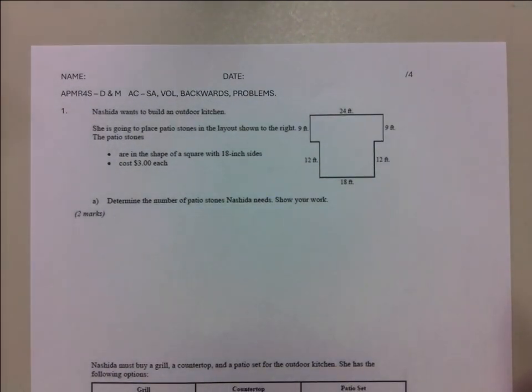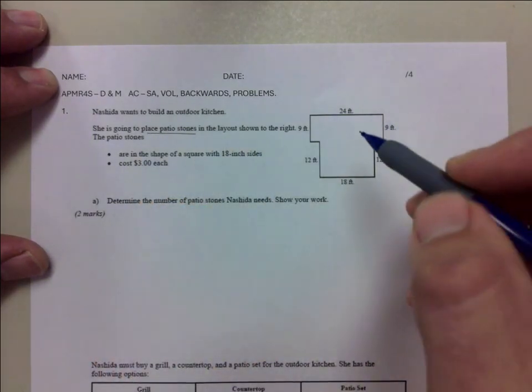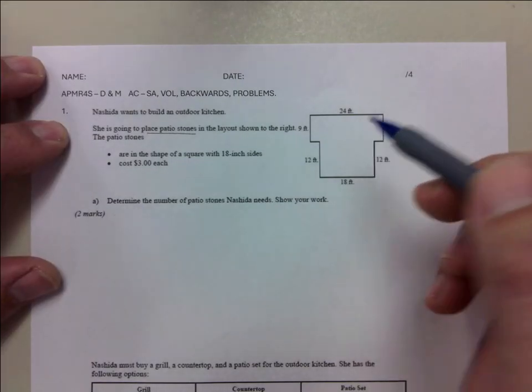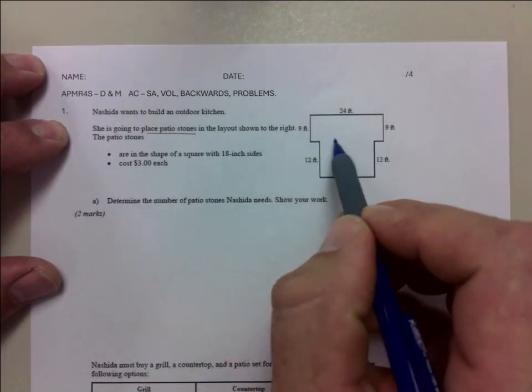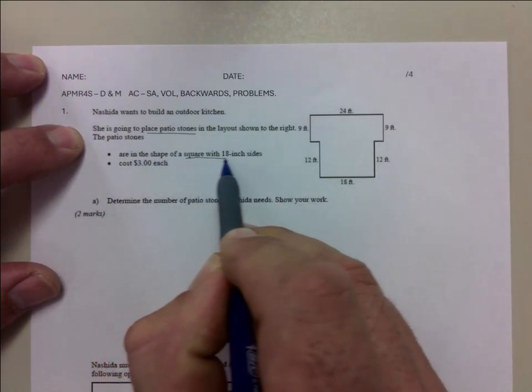So Nashida wants to build an outdoor kitchen, going to place patio stones. Follow along now, okay, guys? So put your conversations on hold for a bit. Shown to the right, the patio stones are in the shape of a square that's 18 by 18.